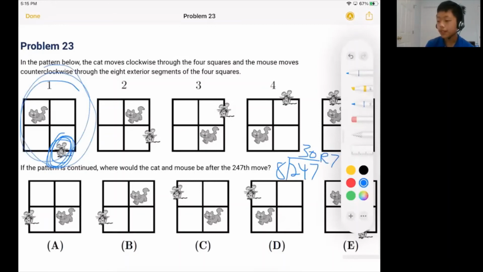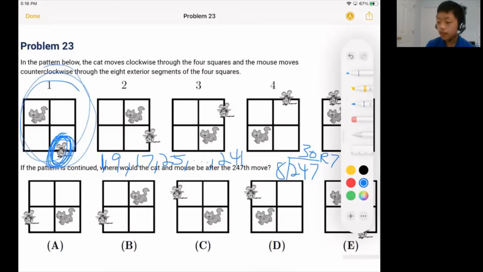Basically, after every 8 moves, the mouse is going to make a repeat cycle. On its first move, the mouse is going to be here. After its 9th move, the mouse is going to be back there. After the 17th move, 25th move, and so on, the mouse is going to be back at its starting position. So in general, all the numbers that are 1 greater than a multiple of 8 cause the mouse to come back to its starting position. You find that 241 is 1 more than a multiple of 8. So on the 241st move, the mouse is going to be back at its starting position.